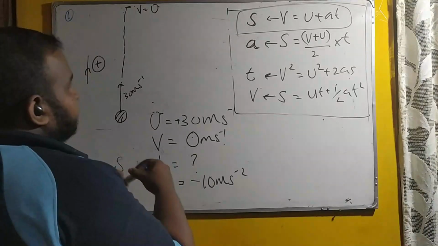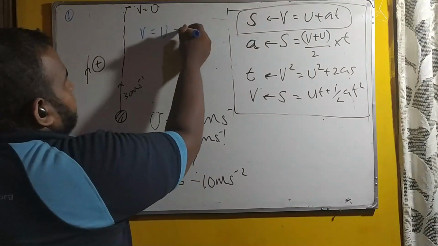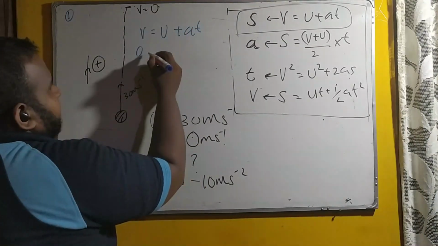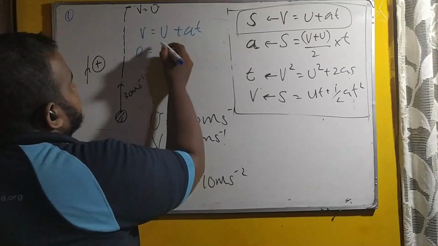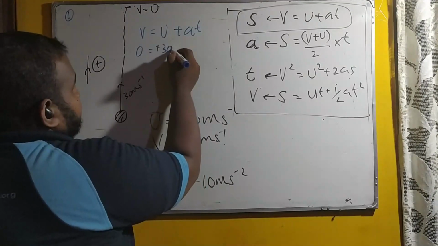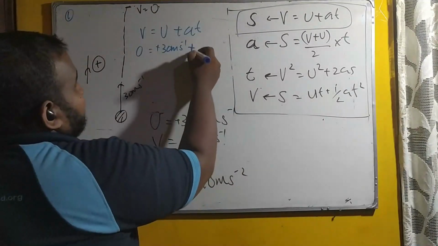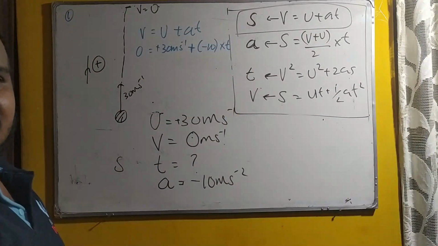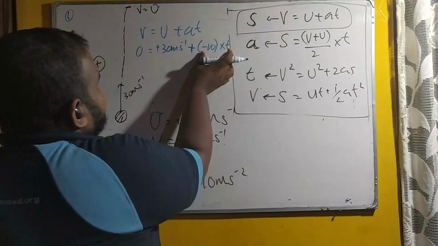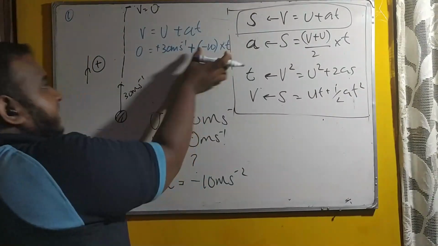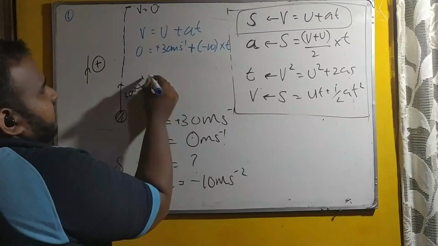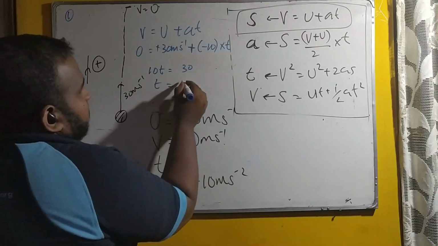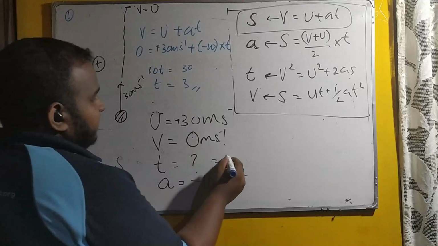First equation, v is equal to u plus at. So v is how much? v is 0 meters second minus 1. And u is how much? u is plus 30, plus acceleration, which is minus 10, into time taken t. Right? So 0 is equal to 30 minus 10t. If I move minus 10t to this side, it will be 10t is equal to 30 and t is equal to 3. So the answer will be 3 seconds.